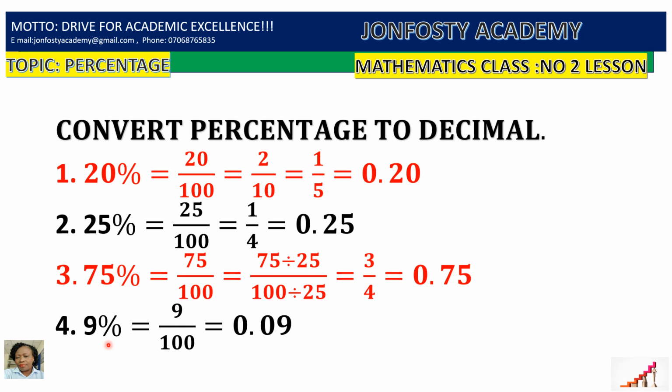Convert 9% to a decimal. We start by saying 9 all over 100, and we divide 9 over 100 to arrive at 0.09.